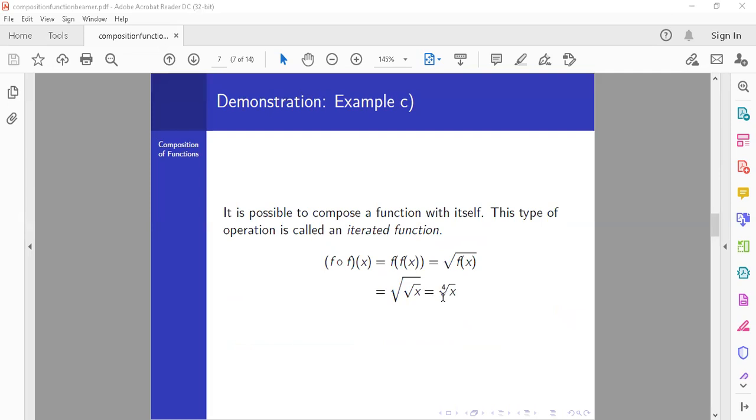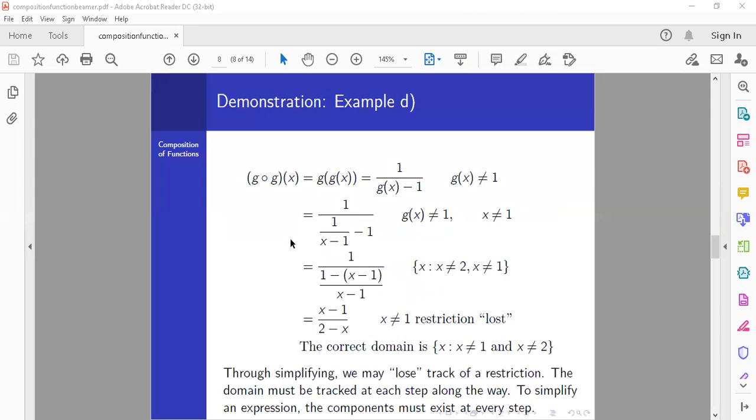It is possible to compose a function with itself, and this type of operation is usually referred to as an iterated function. So we apply f to the input multiple times, and we have f composed with f of x, or f of f of x. Now remember, f is the square root rule in our example, so we have the square root of f. So here we have the square root of the square root of x. Now fortunately for us, the square root of the square root can be rewritten as the fourth root of x. So this is known as an iterated function. I keep applying the same rule to whatever comes out over and over again.